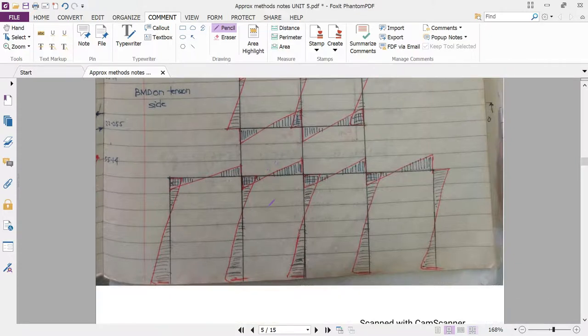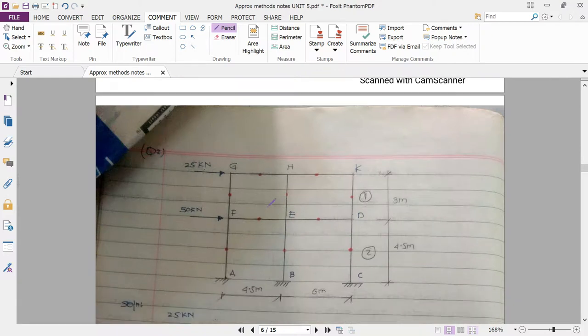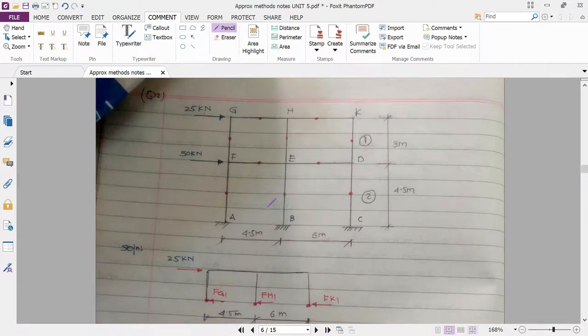Now let us see some more numerical. Next is a very simple one. A two-story portal frame is there. If you see, 4.5 and 6 are the horizontal lengths, and vertically it has heights of 4.5 and 3 meter.